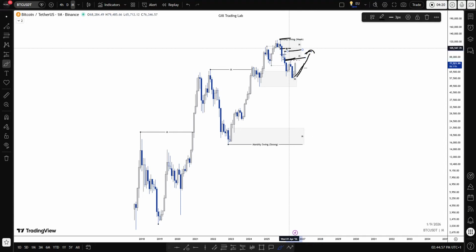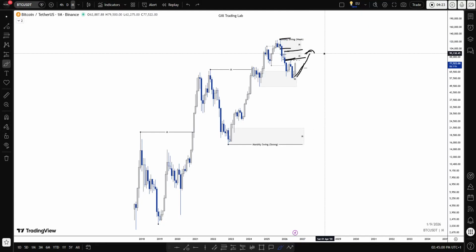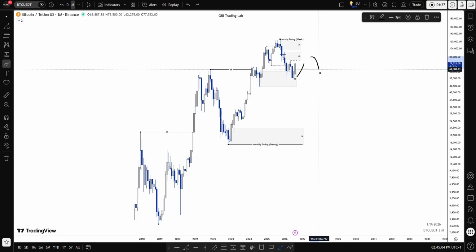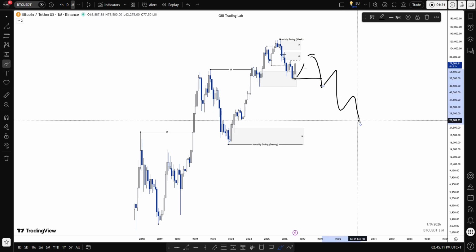So within these supply zones is where probably the monthly internal lower high could be formed, and then we could see the internal lower high formed, and then we could see price target the internal low, so we can get that swing pullback.